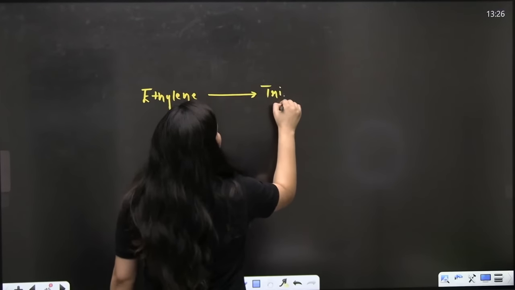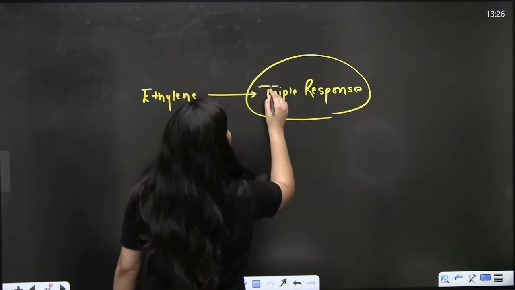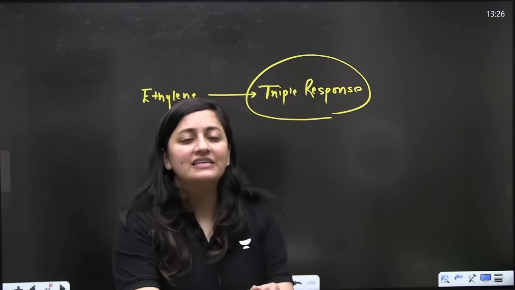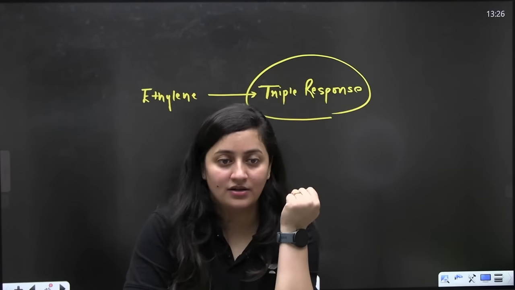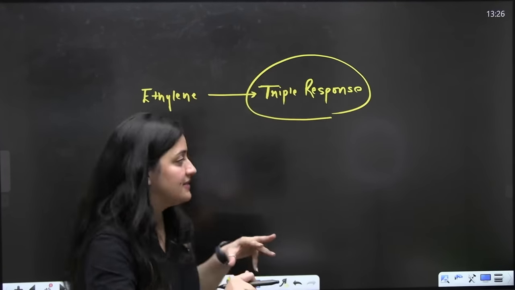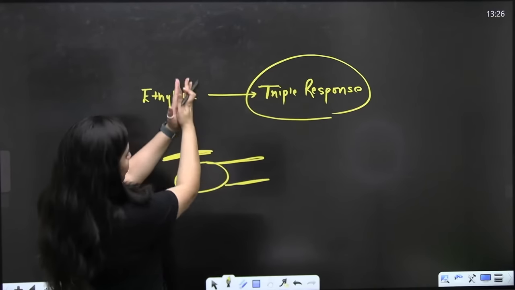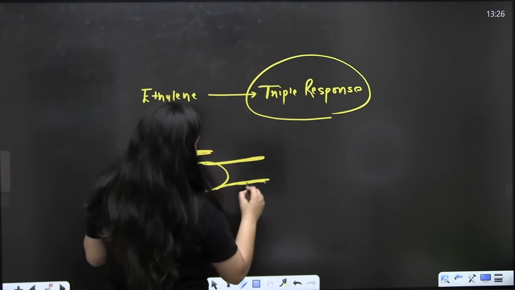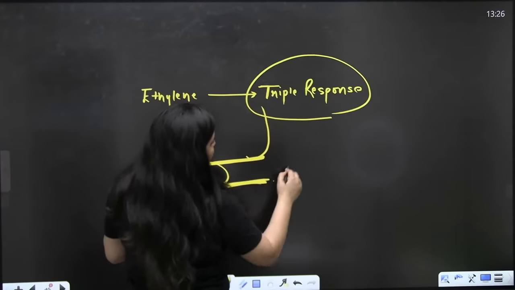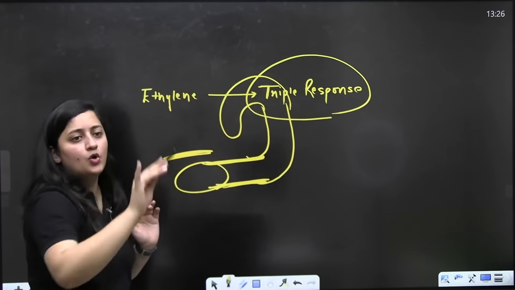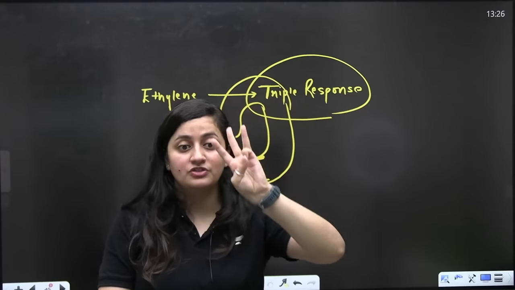Whenever we talk about ethylene, just remember one thing: triple response. Can you tell me what it is? This triple response is just like the bio-assay of ethylene. Three things are going to occur. If we want to check for the presence of ethylene, let's say a seedling is growing and some hurdle is there. So what is going to happen? Instead of vertical growth, the stem will grow horizontally. It will become thick, and then there is a formation of the apical hook. Apical hook, horizontal growth, thick stem: triple response. These three things will occur.